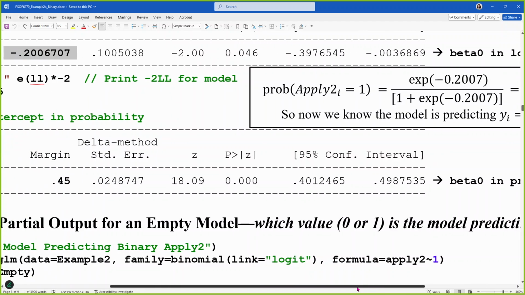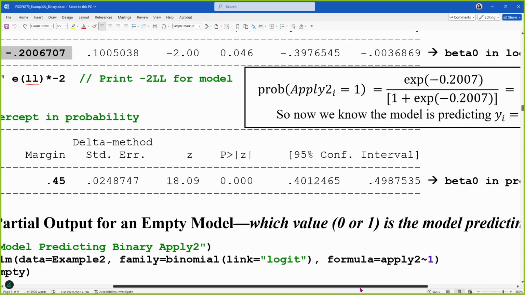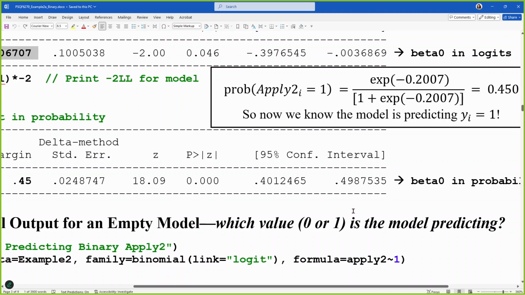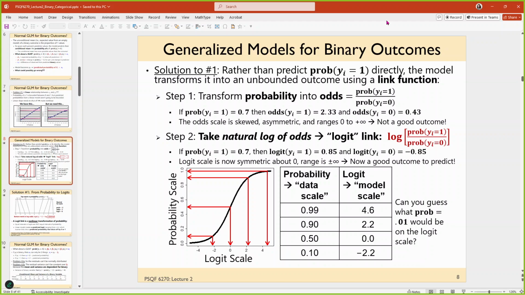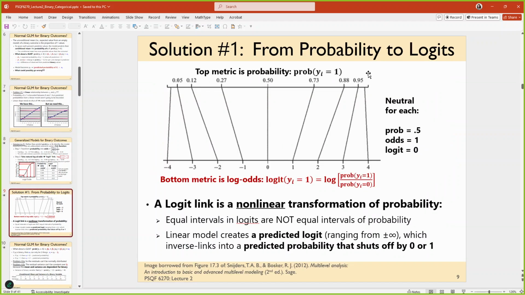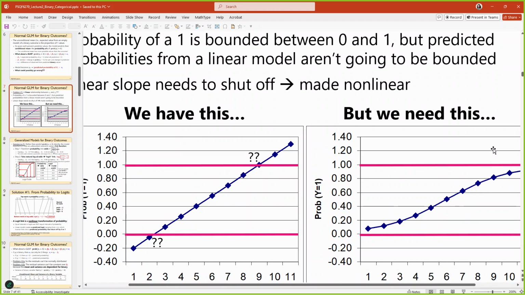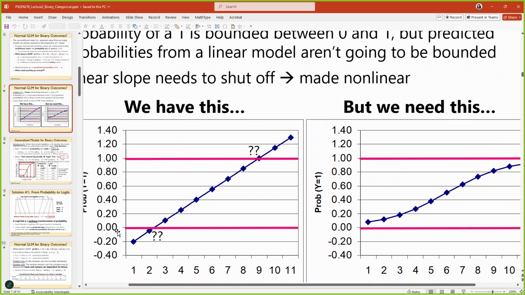Okay. What's the rationale? Because I feel like we had 0.45 at the top. Yep. So why do we have to do all this again? Fair question. This is why. Because when we add predictors, we can't predict probability directly because they're going to go out of bounds. Like if we have a linear slope of x, it doesn't know where to stop.